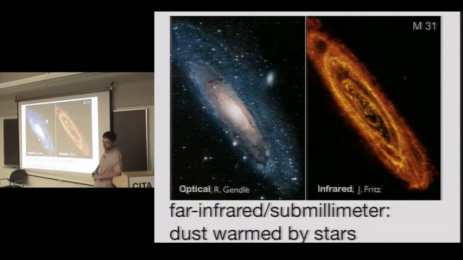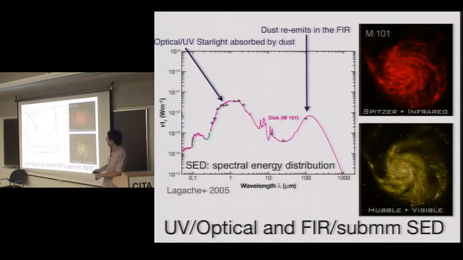Compression that's going on. Okay, so this is the spectral energy distribution, meaning how much light is coming out at every wavelength.